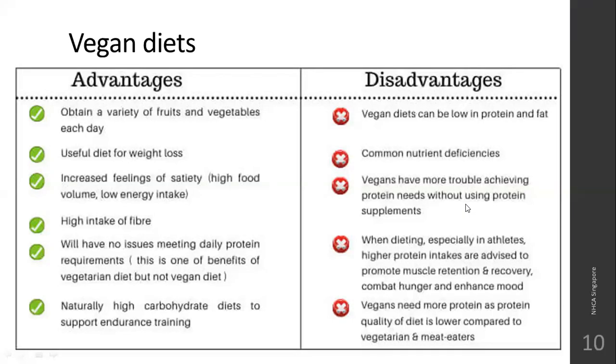And for athletes, maintaining this high protein requirement through a vegan diet is a tricky phase. They need more protein as the protein quality of the diet is lower as compared to vegetarians and meat eaters. Vegetarians still have the options of milk-based products or eggs in some cases. So to keep up with the protein quality of vegetarians and meat eaters is very difficult with a vegan diet.